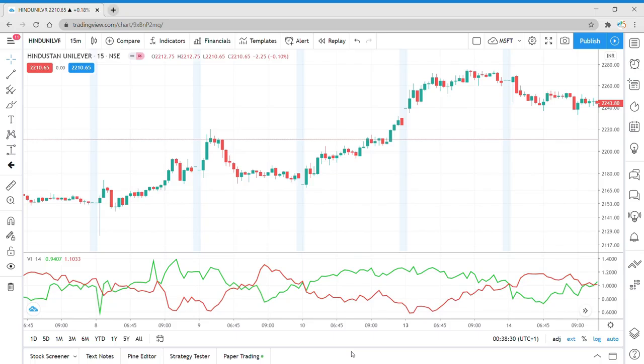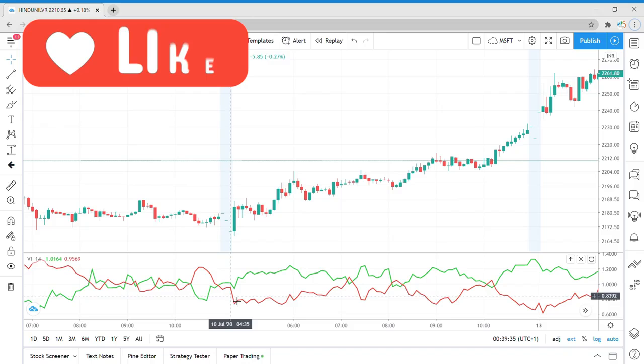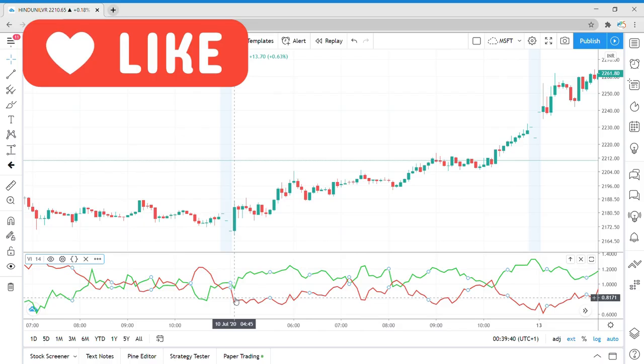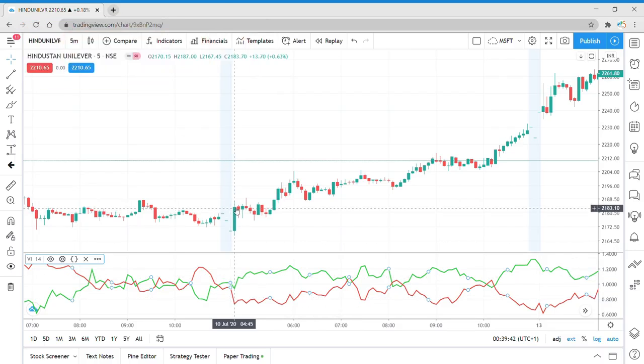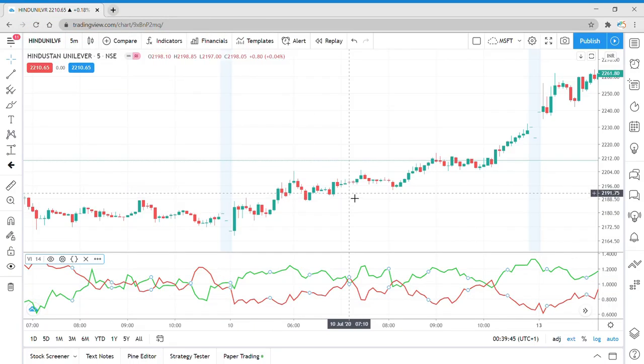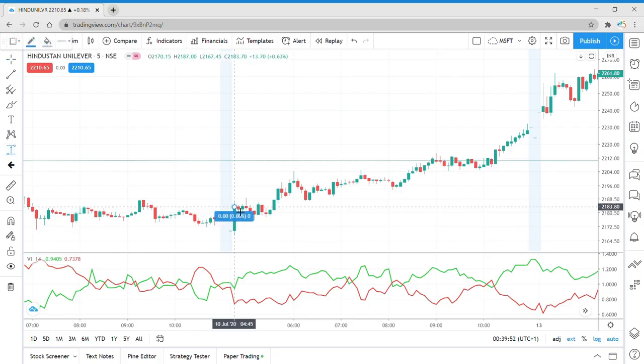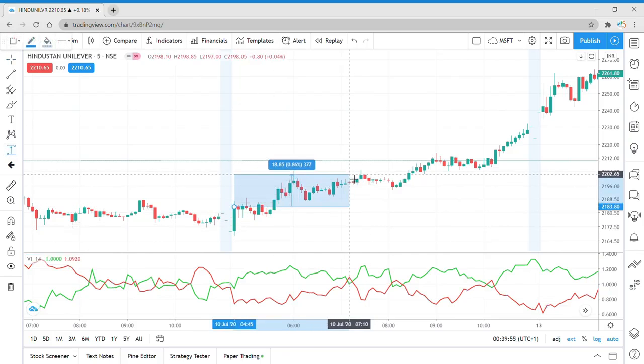This is Hindustan Unilever's 15-minute chart. If you see over here on 10th of July, 4:45, there's a positive crossover. Now let's look at it on a shorter time frame. So friends, look over here. The green line is above the red line, which means it's positive. So we can take a buy trade over here. And then look how the price increased. We would have to sell right here because there's a negative crossover. Let's see how much profit we would get on this trade. So we sell over here. We'd get 0.63% in profits on this trade.